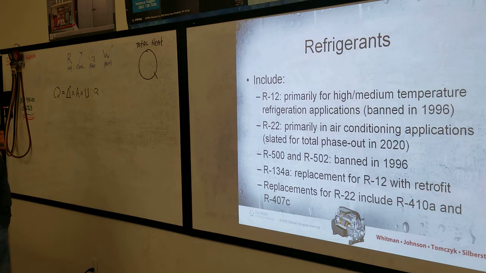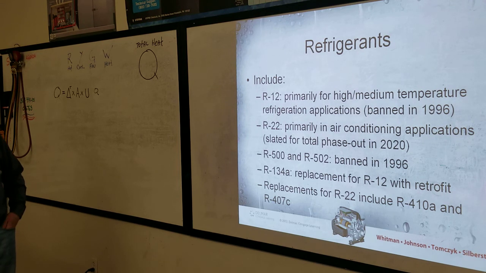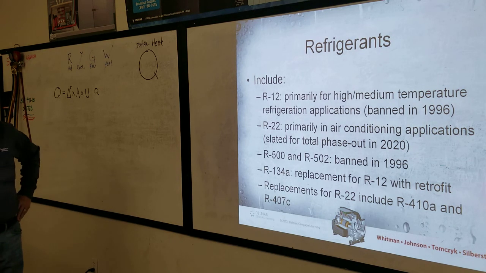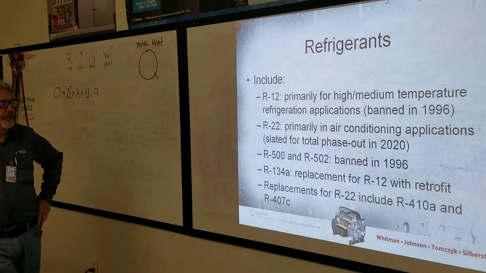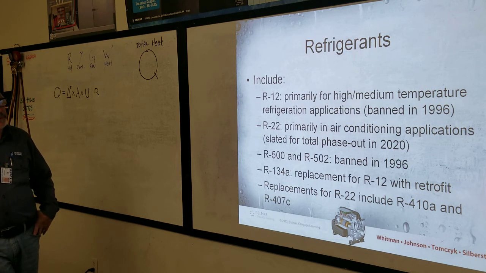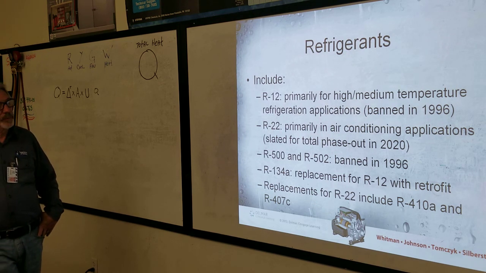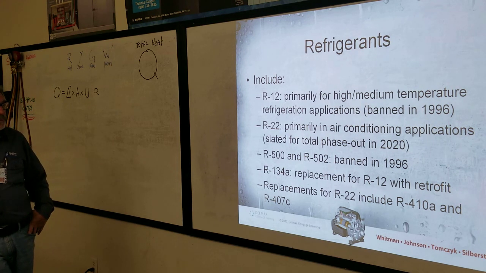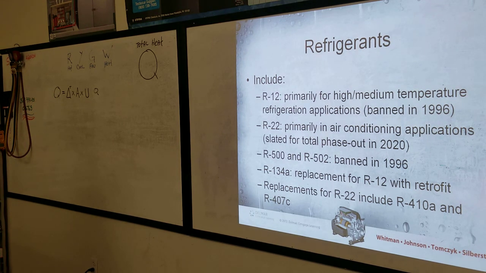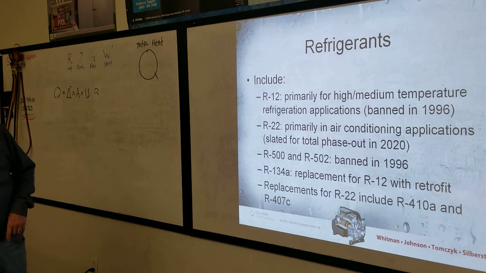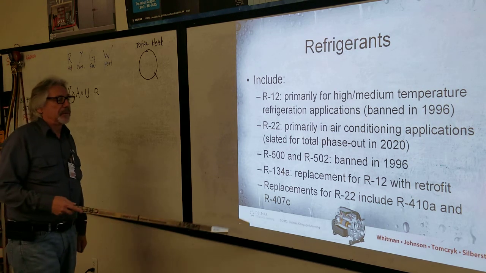Refrigerants include R12, primarily for high/medium temperature refrigeration applications, which was banned in 1996. R22, primarily air conditioning applications, slated for the total phase out in 2020. R500 and R502 banned in 1996. R134A, replacement for R12 with retrofit. Replacements for R22 include R410A and R407C. Okay, so here are our refrigerants that have been banned.